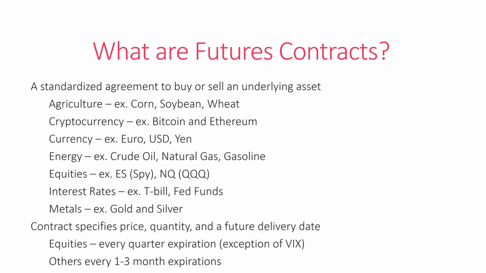So what are futures contracts? Futures contracts are standardized agreements to buy or sell an underlying asset at a predetermined price and date. These assets can range from agricultural to cryptocurrency, energy, equities like ES or NQ, interest rates like T-bills and Fed funds, then metals. These contracts also specify the quality and the delivery date of the asset. This is like options, where they expire. For example, equity futures expire every quarter, while others may expire every 1 to 3 months.